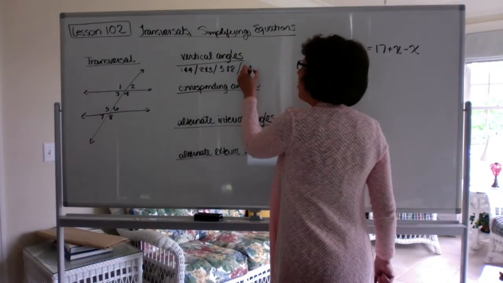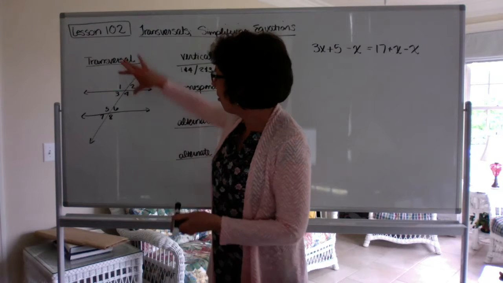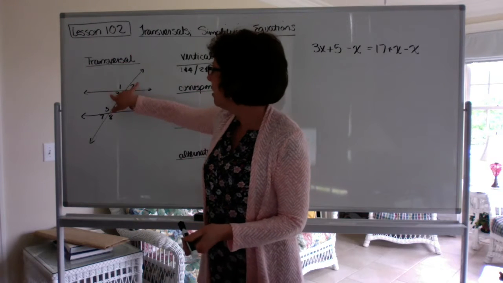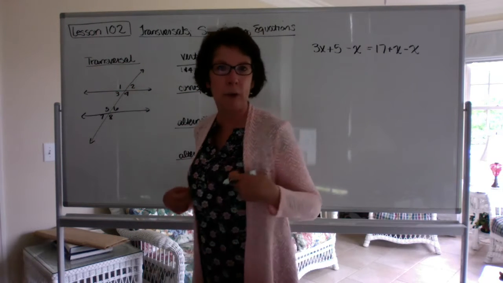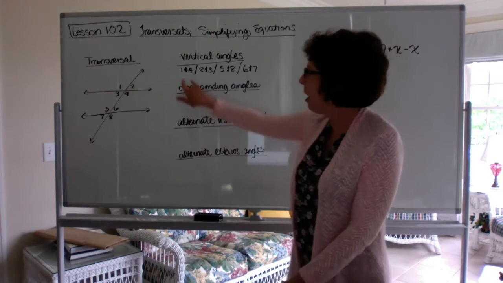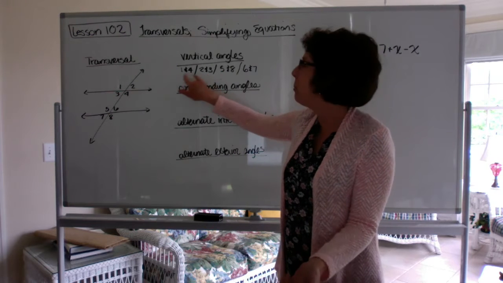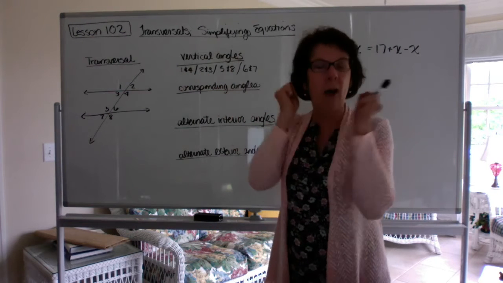And vertical angles are congruent. So 1 and 4 are the exact same measurement. 2 and 3 are the same measurement, and so on and so forth. All of these pairs are congruent with each other. 1 and 4 aren't the same as 2 and 3, but the pair themselves have the same measurement.